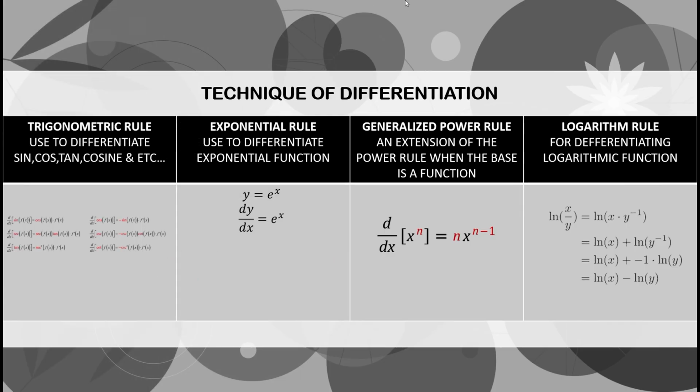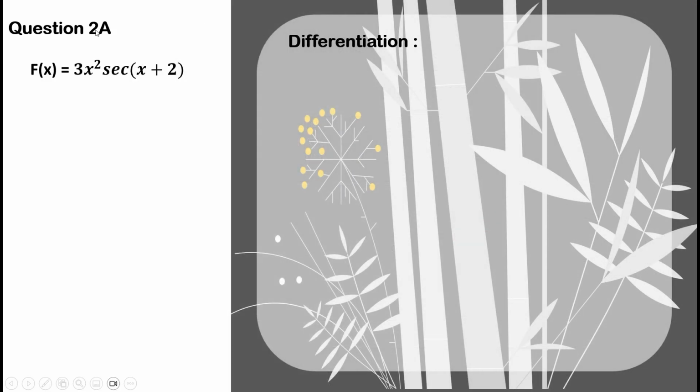The sixth is the trigonometric rule, used to differentiate sine, cosine, etc. The exponential rule is used to differentiate exponential functions. The second last is the generalized power rule, an extension of the power rule when the base is a function, and the logarithmic rule for differentiating logarithmic functions. And then this is the end of question 1. We go to the second question.